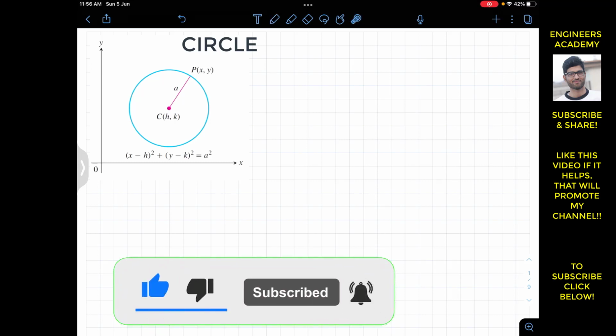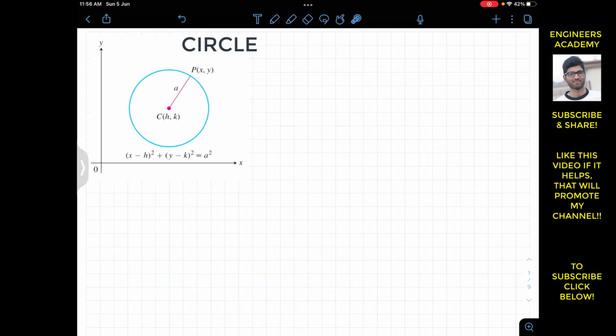Now we are going to discuss the circle and the standard form of the equation of the circle. So the standard form of the equation of the circle is represented by this. This is (x − h)² + (y − k)² = a².